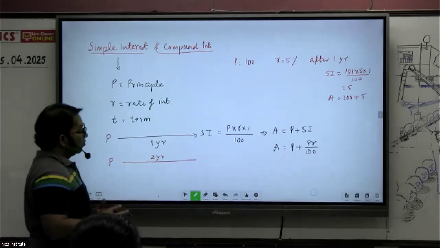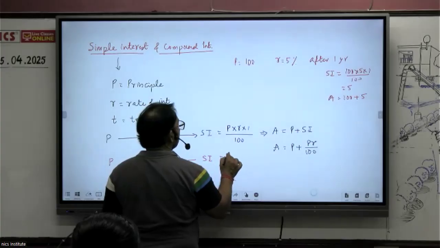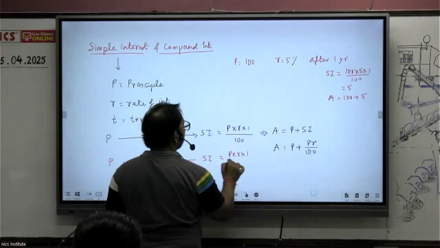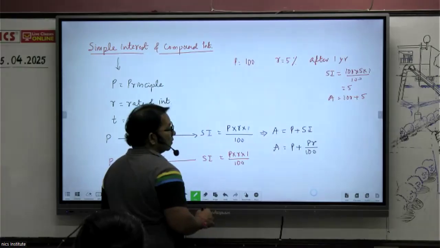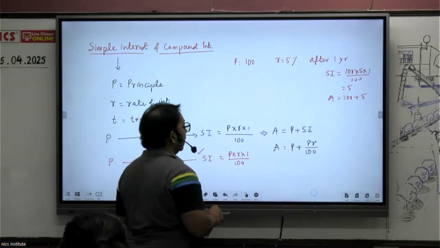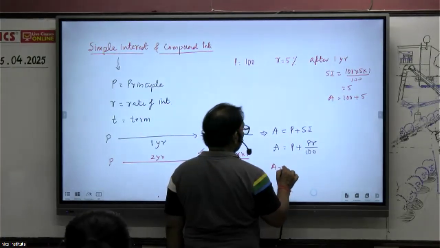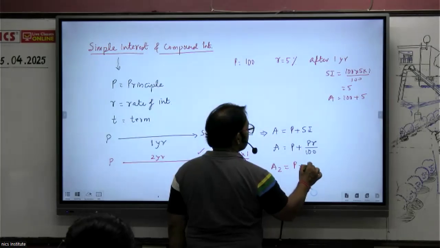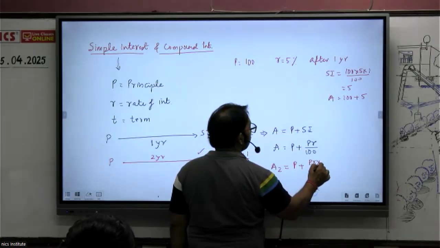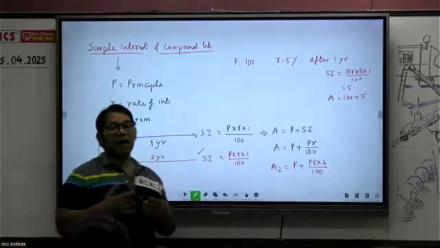During the second year also, simple interest would be P into R into 1 by 100. So for the next year also, the simple interest remains the same. And amount due at the end of 2 years will be how much? P plus PR into 2 divided by 100. That is, simple interest would be added every year.